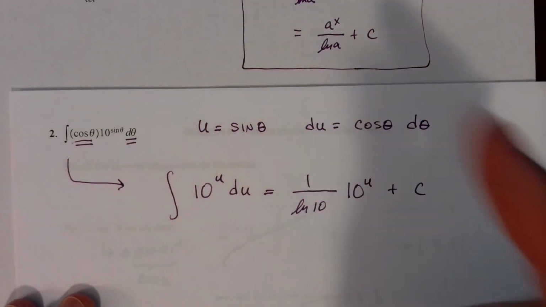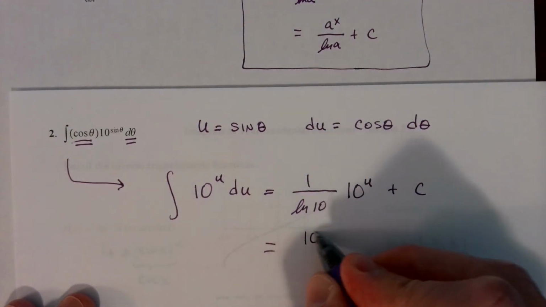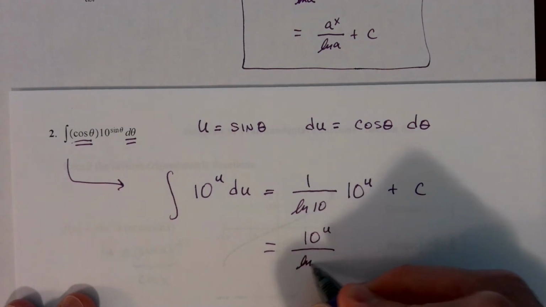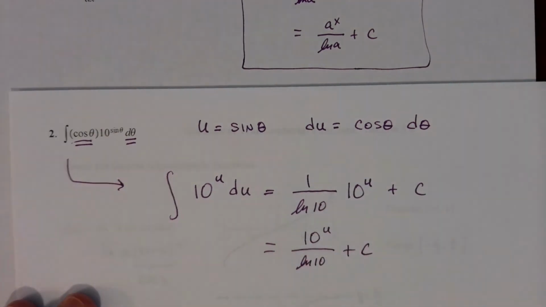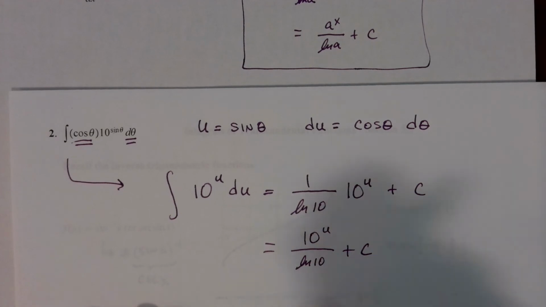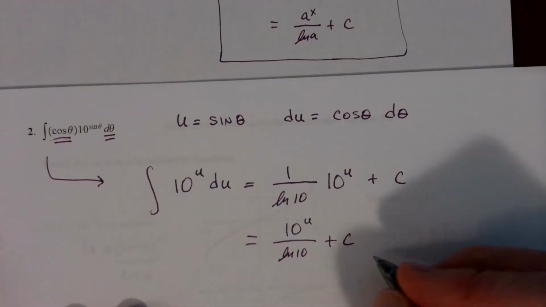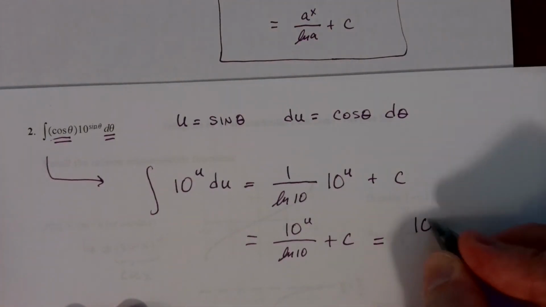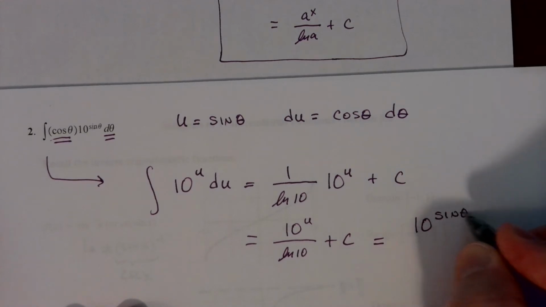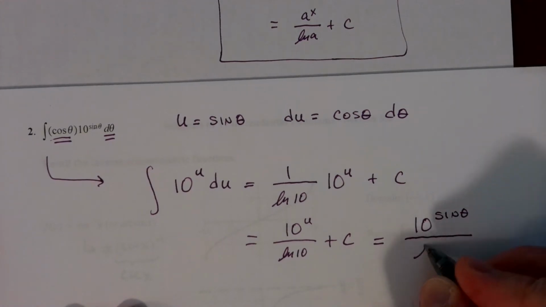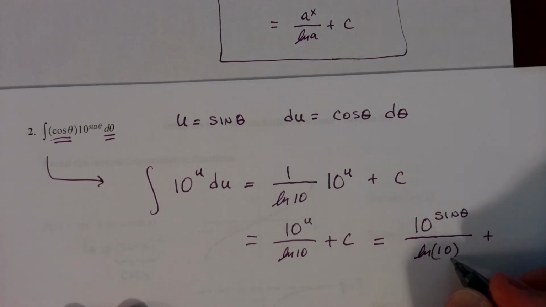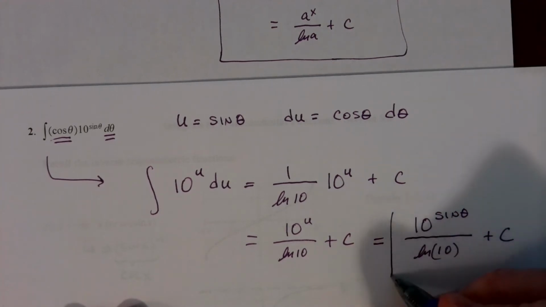Or if I want to write it this way, 10 to the u over natural log of 10 plus a constant. Okay. But the final answer is what? U is sine of theta. So in terms of the original variable, which is what I want, 10 to the sine of theta over the natural log of 10. Make sure you understand that's natural log of 10, plus c.